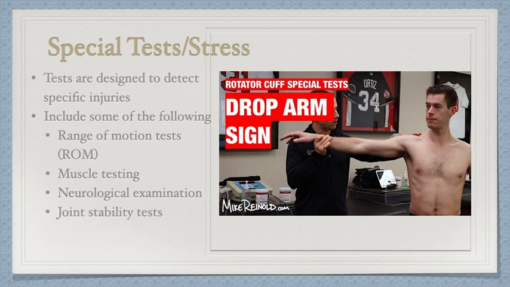We do these joint stability tests. This is stuff like for the ACL in the knee. We can do a Lachman's test or anterior drawer test. And we also do functional tests. How far can they throw, and all those things.